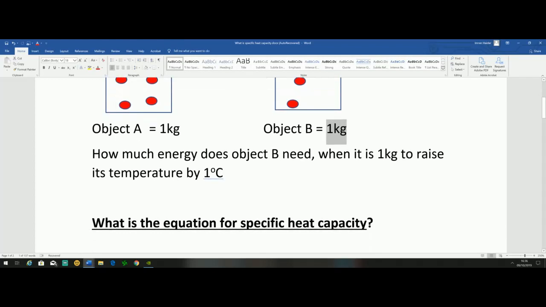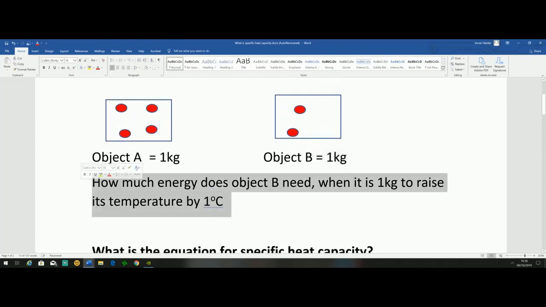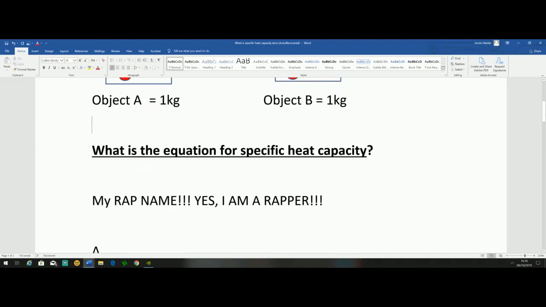I'm going to look at the units in a bit, okay, so don't get too scared about that yet. But that is basically what specific heat capacity is: how much energy is needed to raise the temperature of a 1 kilogram object by 1 degree Celsius. Okay, so now the next part is, well, what is the equation for specific heat capacity?